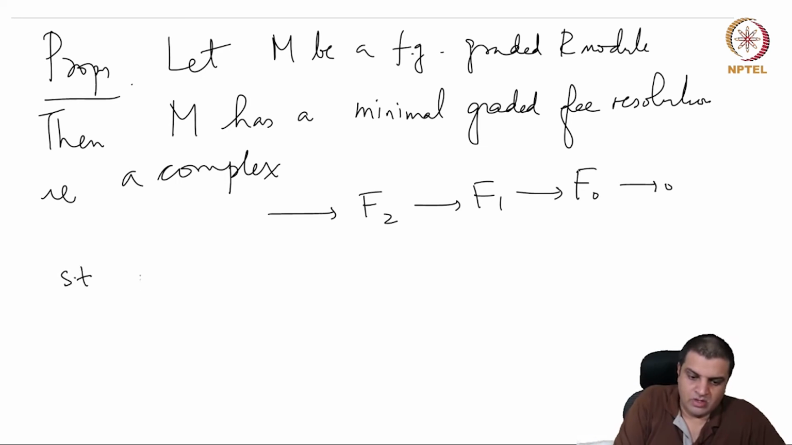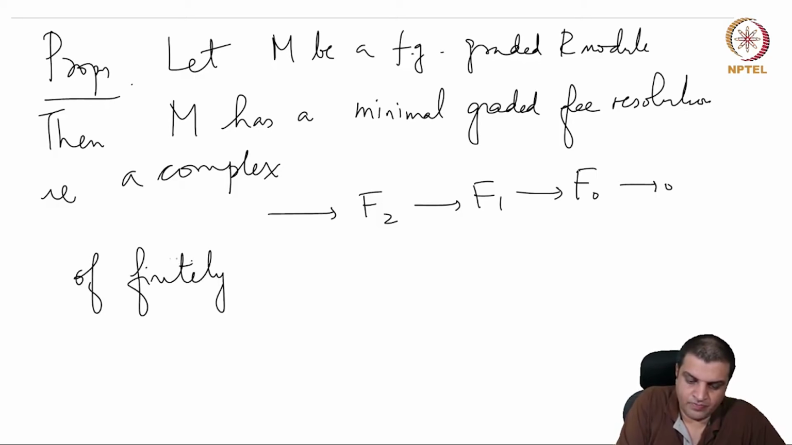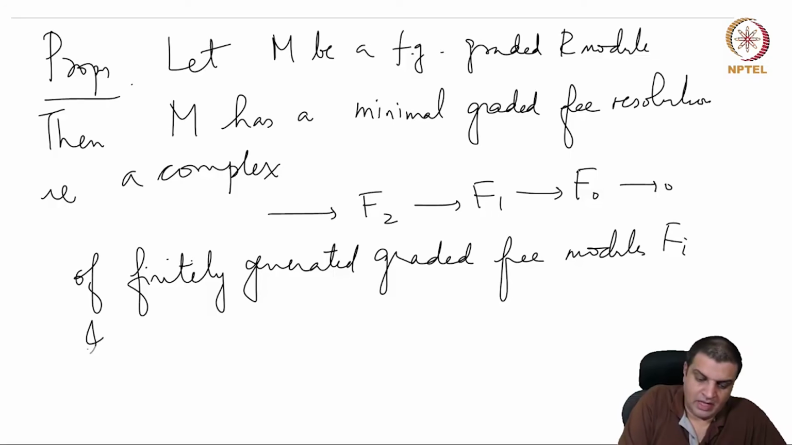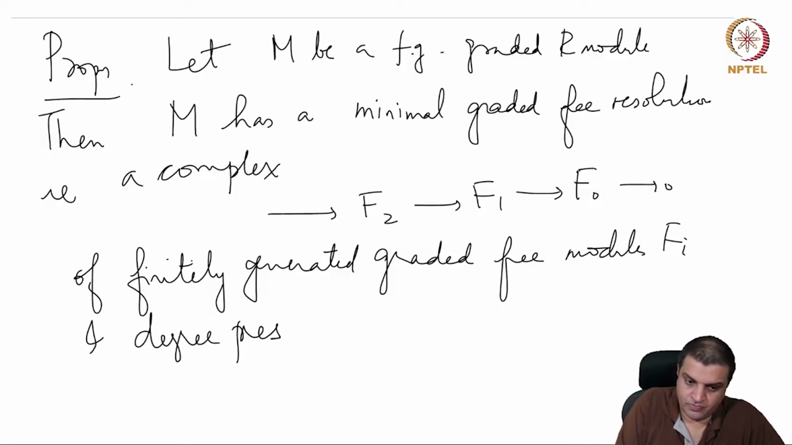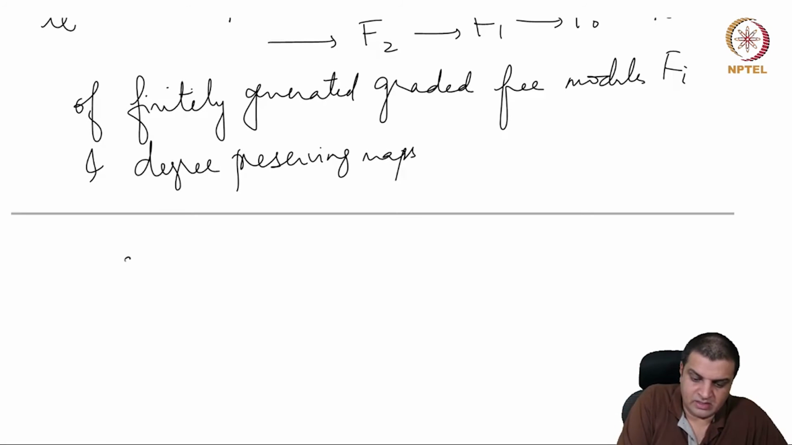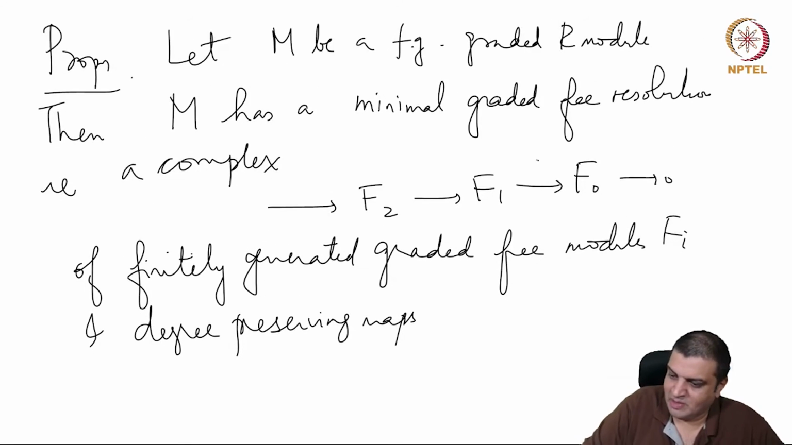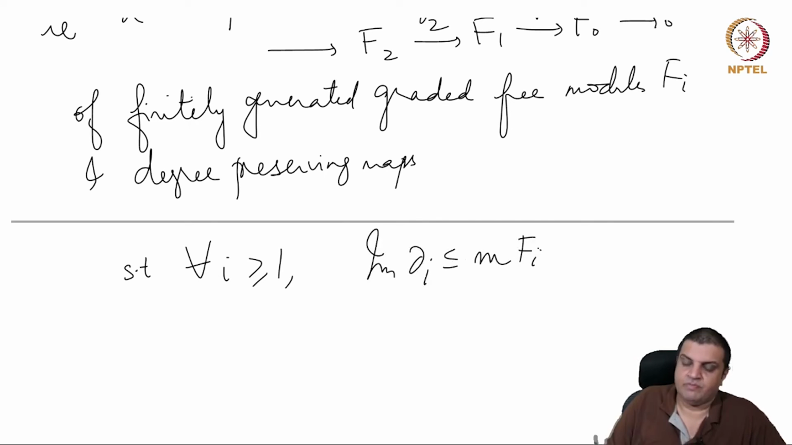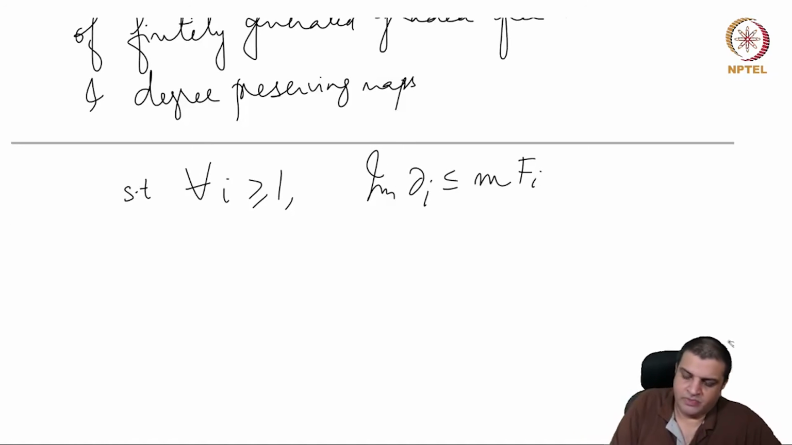A complex of finitely generated graded free modules Fi and degree preserving maps, such that, okay, we also need to label the maps partial 1, partial 2 and so on, such that for all i greater than or equal to 1, the image of partial i is inside MFi. Okay, so this is the minimal part.